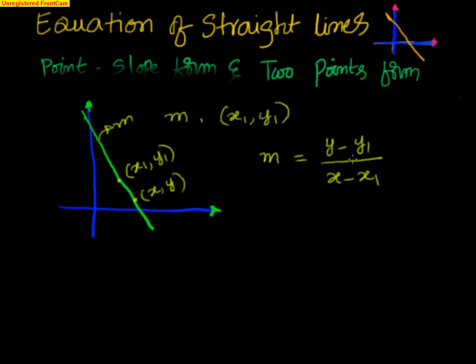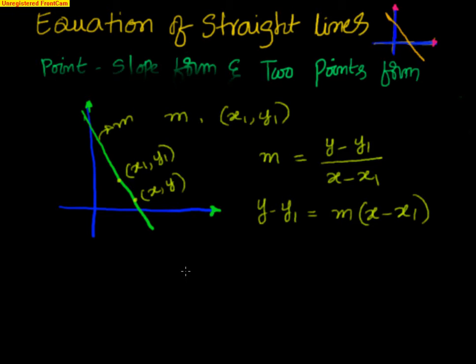How we got it? This is nothing but delta y by delta x, change in y by change in x, which is constant because the slope of a line is constant. We have been given m, we know x1, we know y1. Now this is pretty simple. The equation is y minus y1 is equal to m into x minus x1.